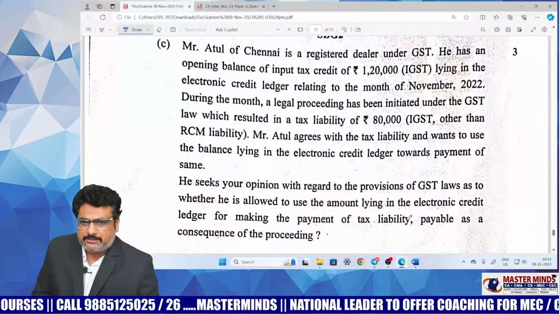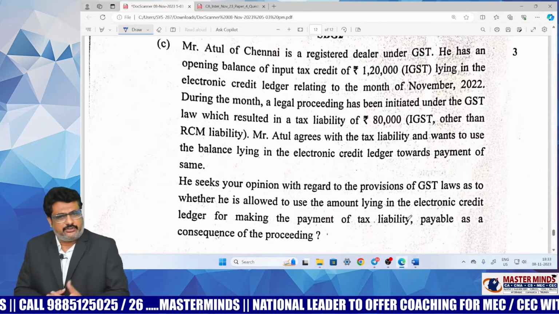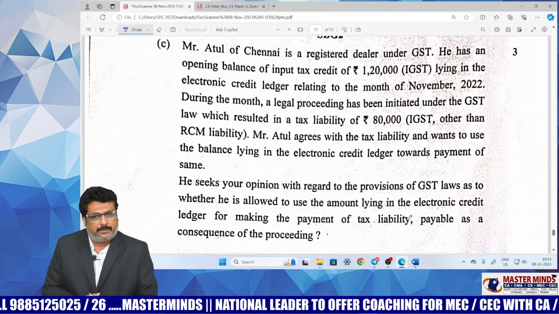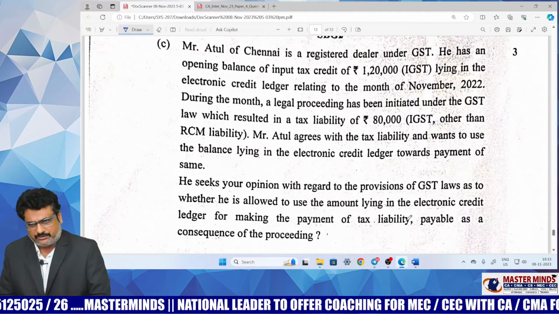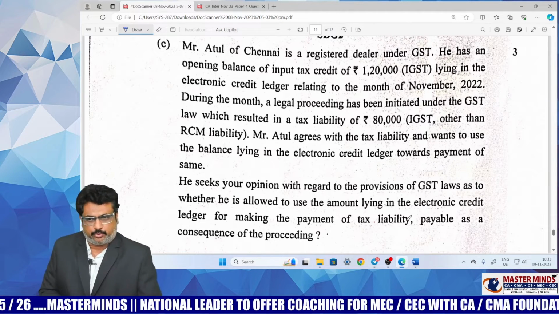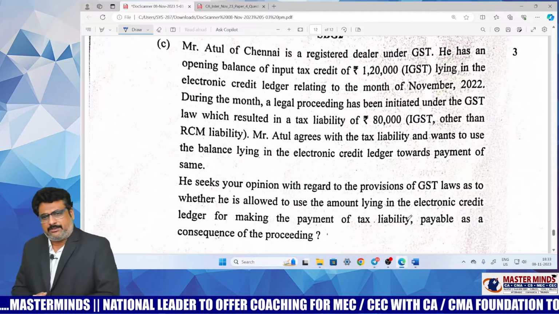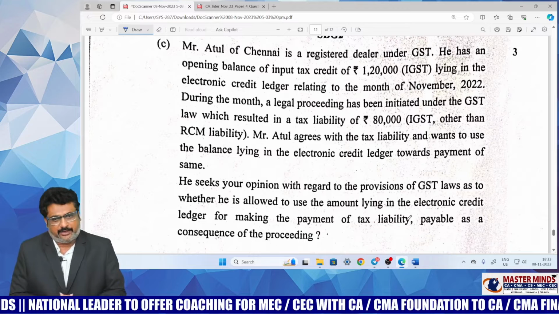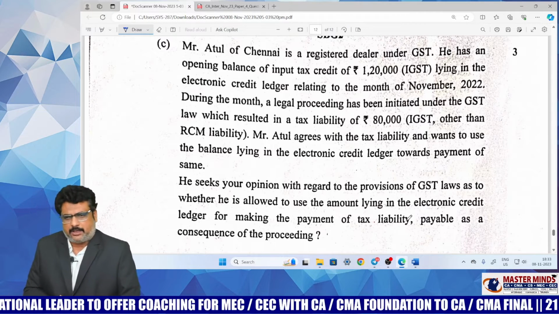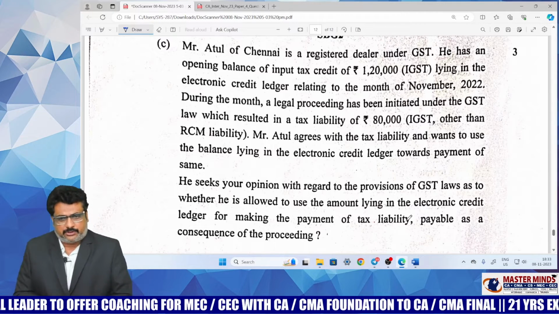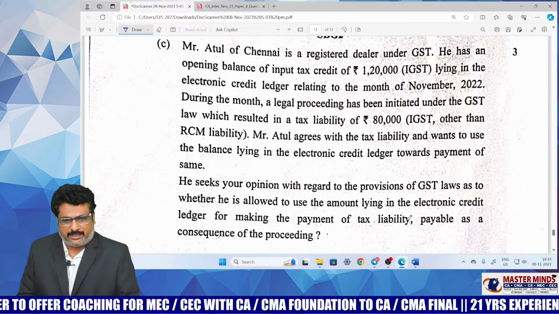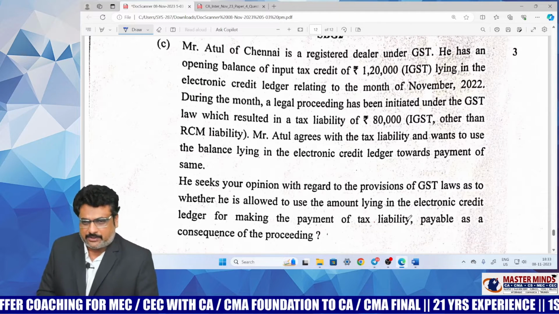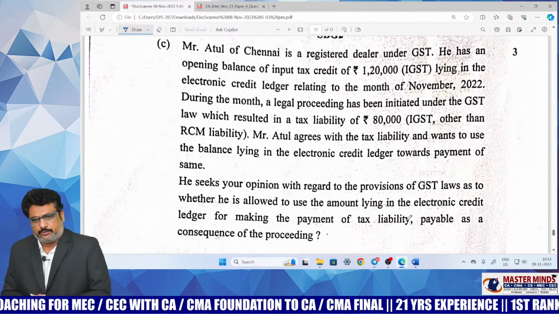And see here, Mr. Atul of Chennai, a registered dealer under GST, has an opening balance of ITC of 1,20,000 IGST with respect to November 2022. During the month, legal proceedings have been initiated, which resulted in a tax liability of 80,000 IGST other than RCM liability. Mr. Atul agrees with the tax liability and wants to use the balance lying in the electronic credit ledger towards the payment of the same.